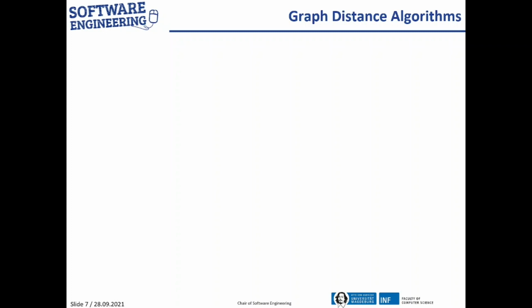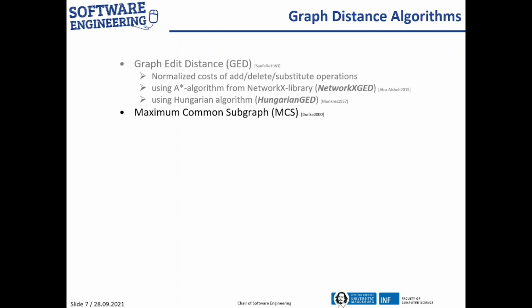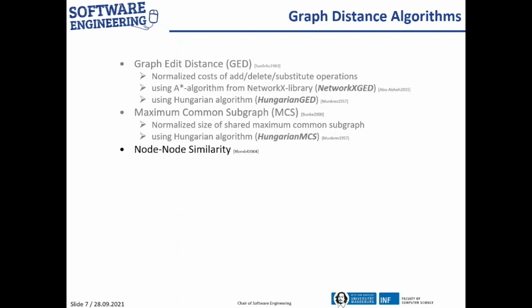Now I'm going to shortly present the ideas of the graph distance algorithms that we used from the related work. The exact computation can also be found in the paper. First, we have the graph edit distance. This is a matrix describing the cost of adding, deleting, and substituting nodes and edges. And since its computation is known to be NP-hard, we have two variants, first using the A-star algorithm, and second using the Hungarian algorithm. Then we also used the maximum common subgraph, and this, as the name says, computes the largest common subgraph between AOGs. And here we also used the Hungarian algorithm to obtain this value.